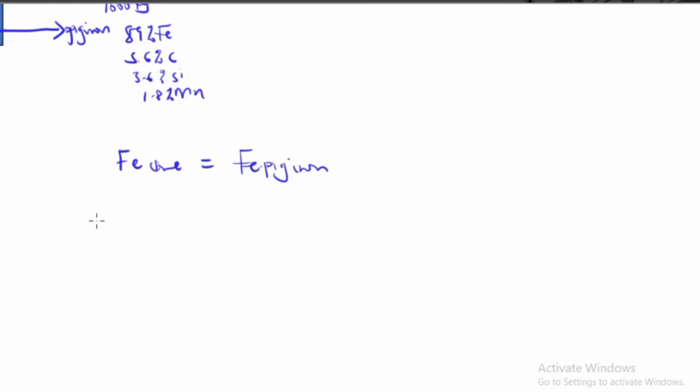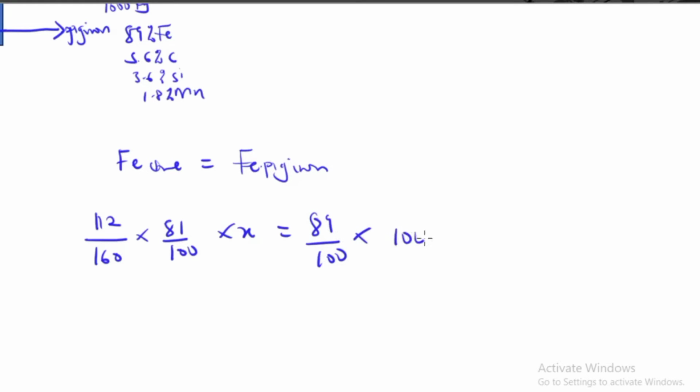So what you do is that the molecular mass of the unknown, which is the iron, 112, all over the molecular mass of the known, which is 160, times the percentage of the known, which is 81 over 100, then times X, which represents the ore, is equal to 89 over 100, since you have 89 percent iron in the pig iron, then times the mass of the pig iron, which is 1,000. When you do it very correctly, you get that X is equal to 1569.67 kilogram. The same value.